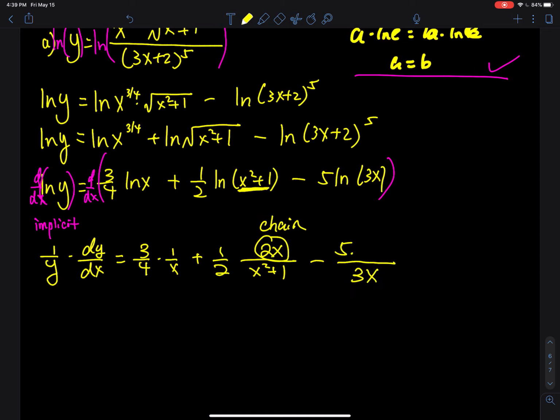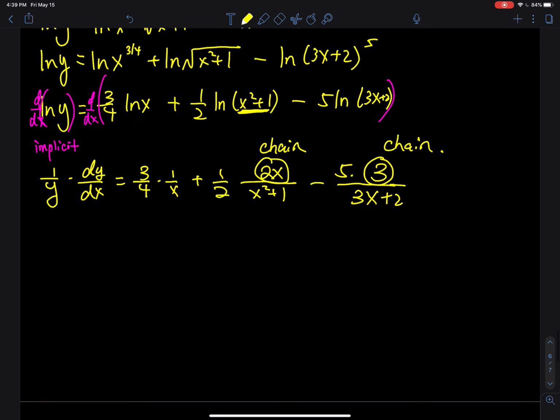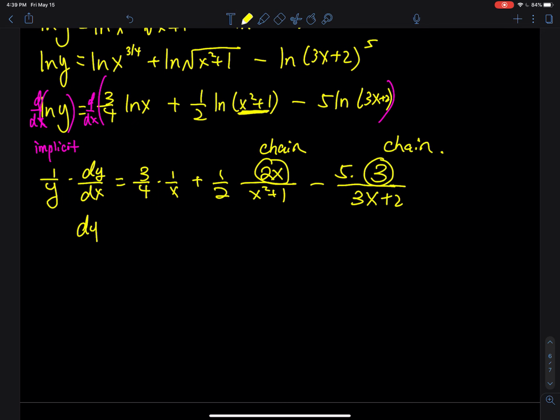And then the derivative of 3x, it's not a 3x, right? It's a 3x plus 2. So this will be a 3x plus 2. The derivative of that is equal to 3. So this 3 is from a chain rule. And then you have dy dx. So this is a 3 over 4x equals to, and then plus the 2 got cancelled, x divided by x squared plus 1, and then minus 15 divided by 3x plus 2.